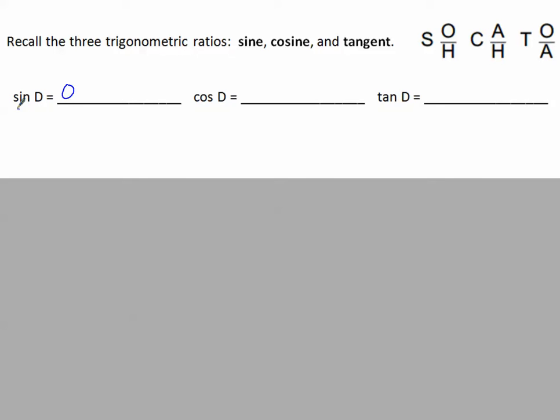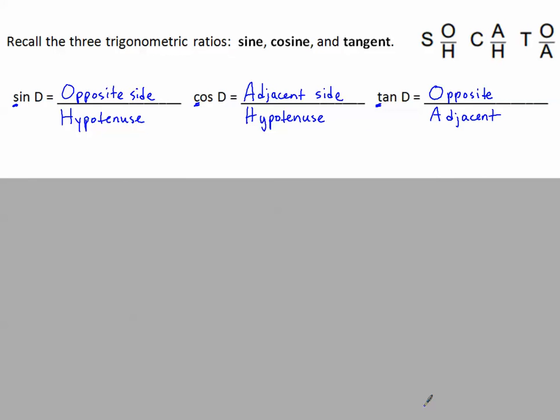SOH. To remember, sine of angle D is opposite over hypotenuse. Opposite side over hypotenuse. You can do the other two. Go ahead and fill it in and come back when you're done. CAH, TOA. And there we have it.